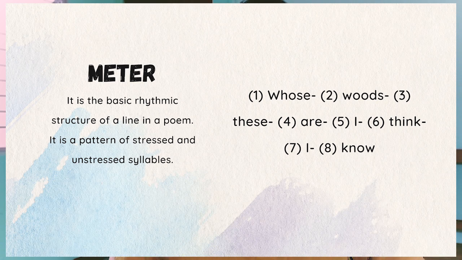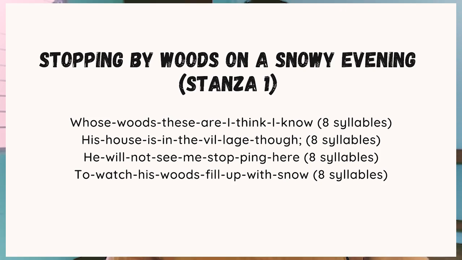For example, Stopping by Woods on a Snowy Evening by Robert Frost. It has four stanzas and four lines in each stanza, and in each line it has eight syllables. Whose woods these are, I think I know. One, two, three, four, five, six, seven, eight. His house is in the village though. It's still eight. He will not see me stopping here. Eight. To watch his woods fill up with snow. It's eight syllables. So it has four lines in a stanza and it has eight syllables per line.